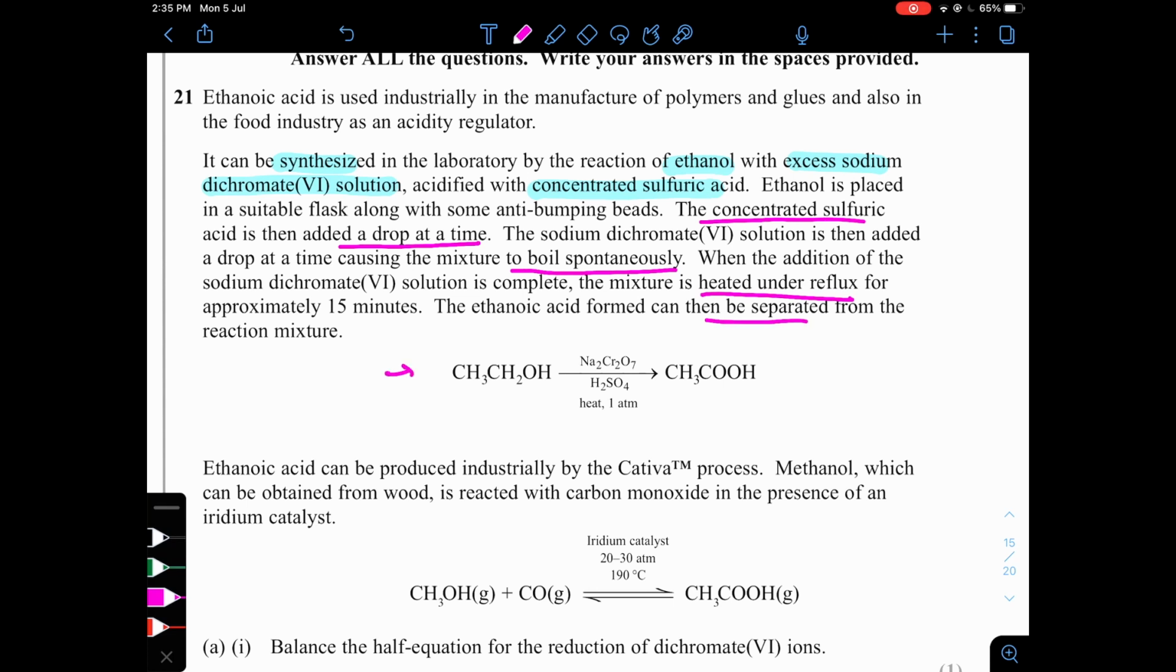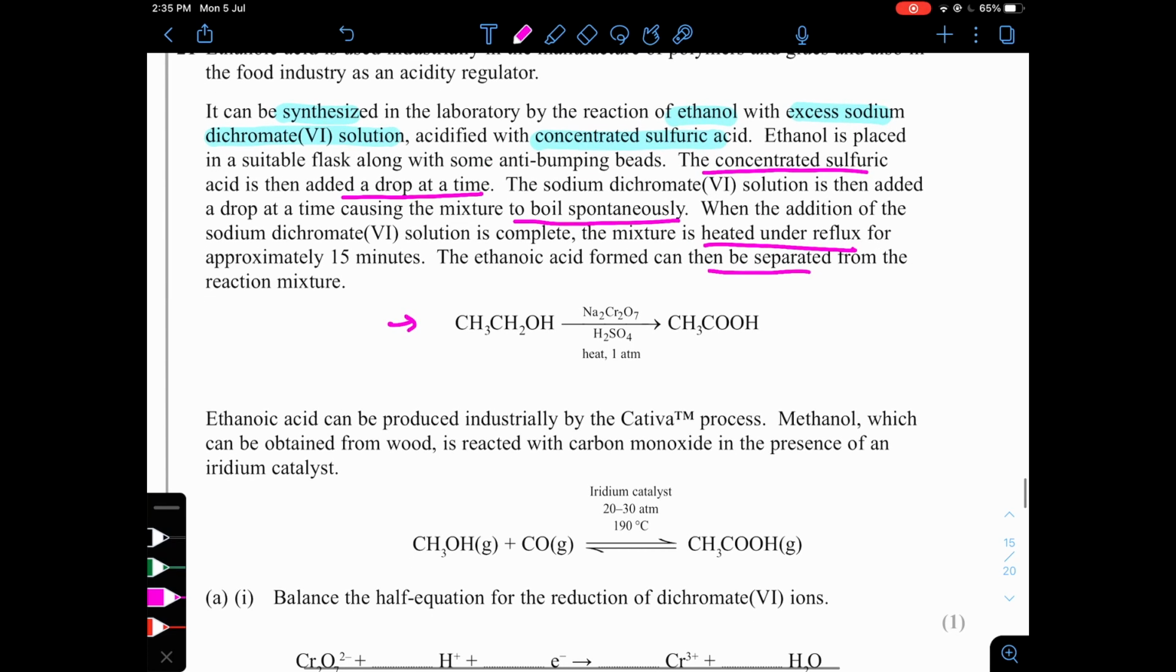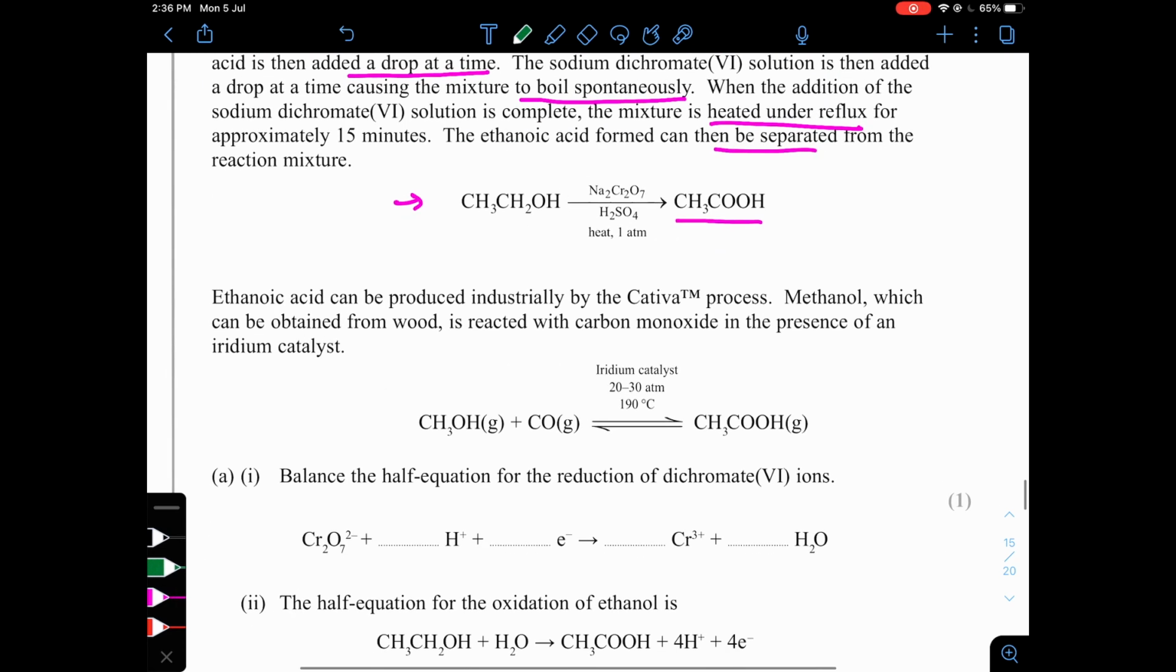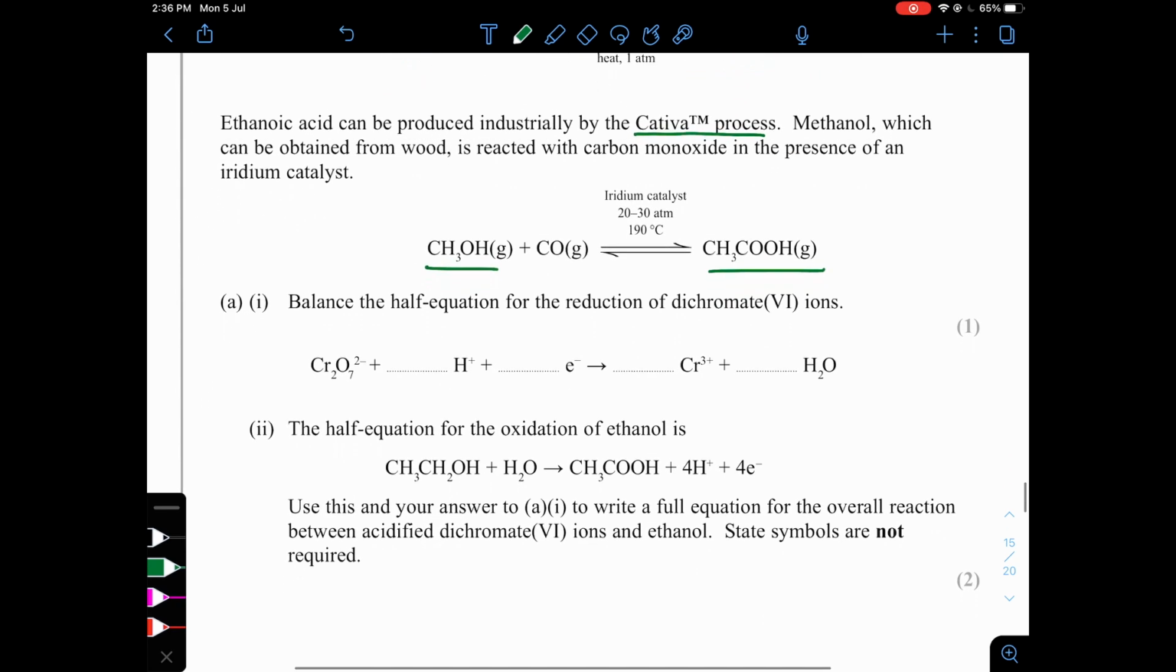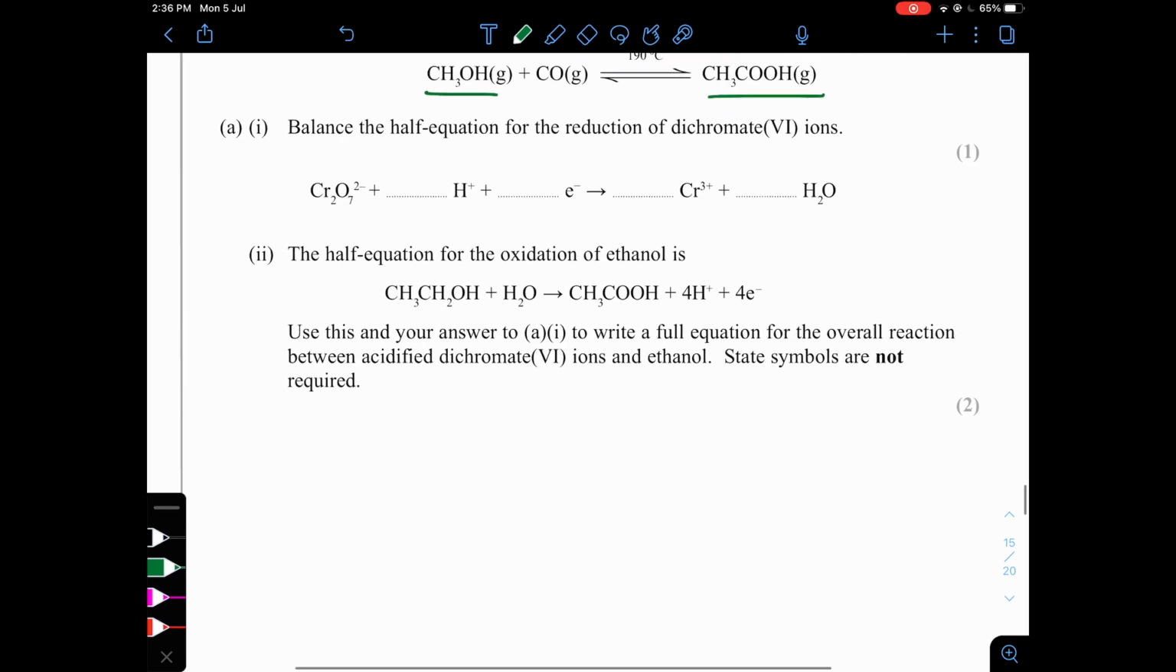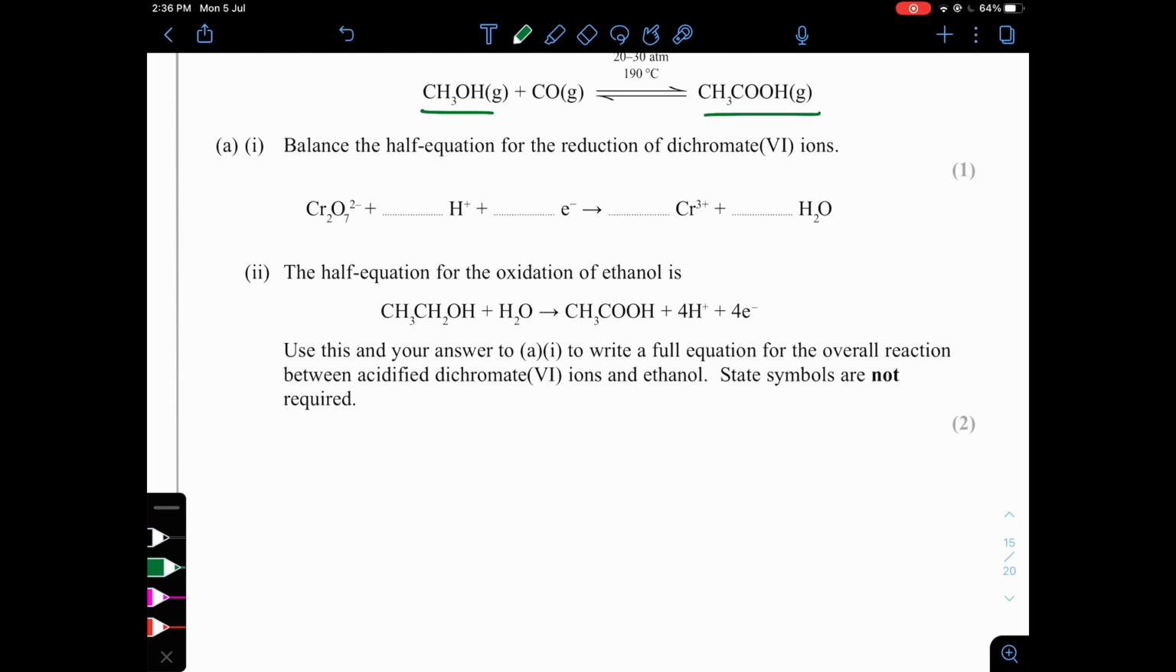So we have this. Okay, so this is one way of getting ethanoic acid, and another way is this. You can see here ethanoic acid can be produced industrially with this Cativa process. Methanol can be obtained from wood, so they're using methanol in the presence of a catalyst and getting this. So balance the half equation for the reduction of the dichromate ions.